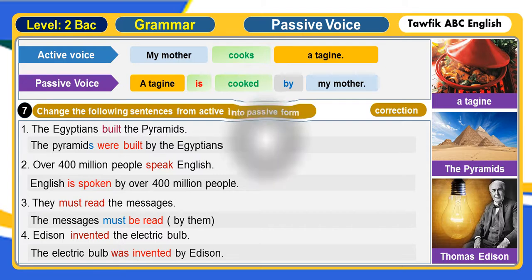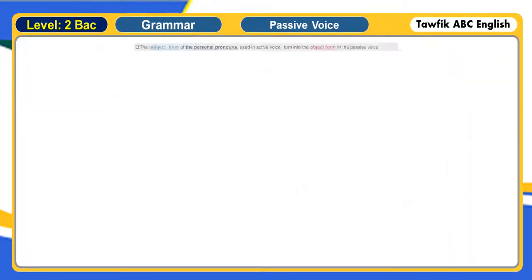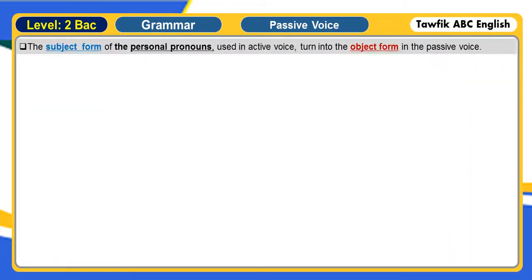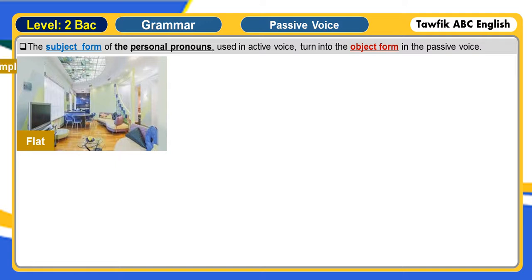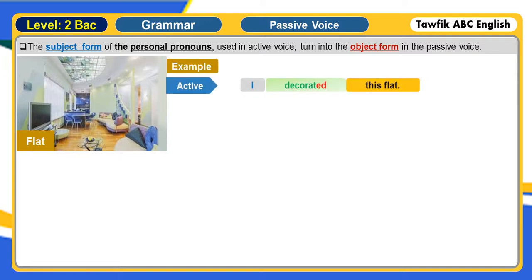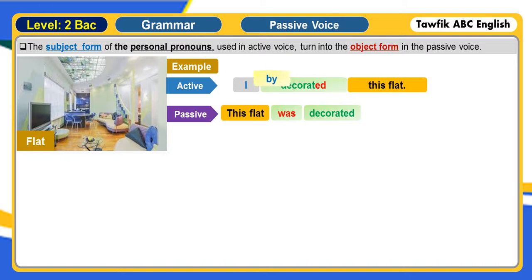So let's move on to the subject form of the personal pronouns used in active voice turn into the object form in the passive voice. For example, this is a flat. In active voice we say I decorated this flat. In the passive we say this flat was decorated by me.